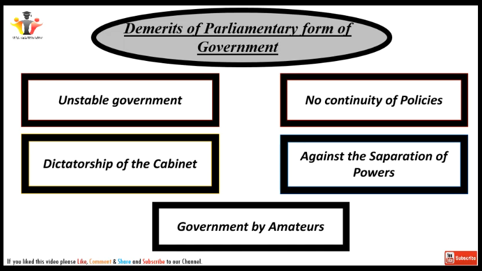Now, coming to the demerits of the parliamentary form of government, there is a possibility of unstable government. Dictatorship can also be seen in this kind of government. No continuity of policies, against the separation of power, and government by amateurs.